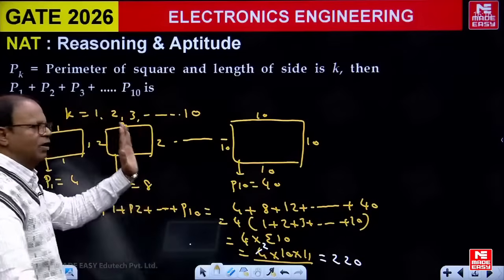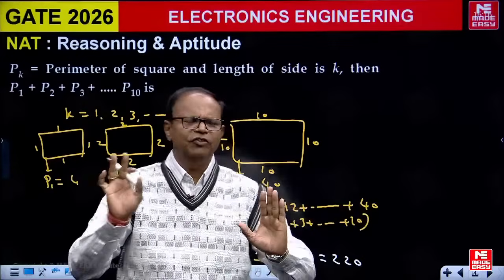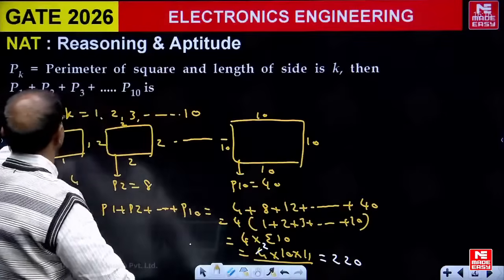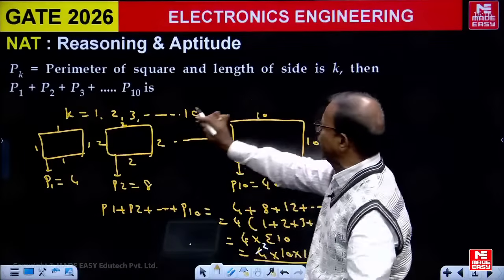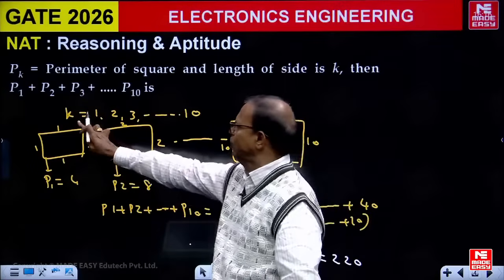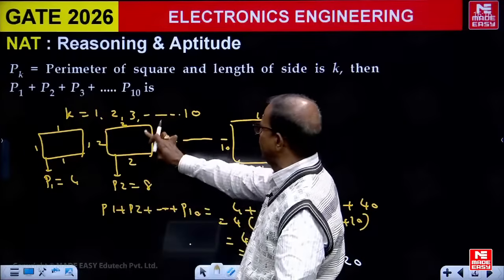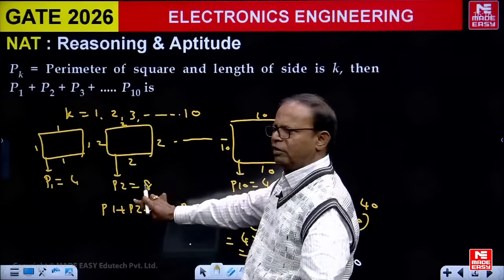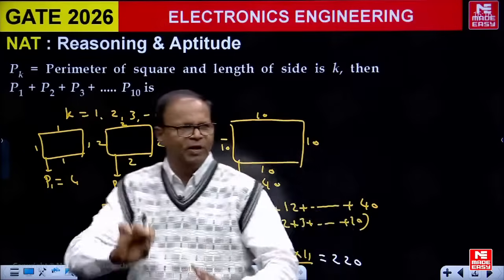So it is the perimeter of the square. What is the perimeter of a square? Sum of all the sides. Here they have given P1 plus P2 plus P3 and so on, where K is equal to the given length. Let us take K is equal to 1, 2, 3, up to 10. If we take K is equal to 1, the perimeter is 1 plus 1 plus 1 plus 1, that is 4. If K is equal to 2, perimeter is 2 plus 2 plus 2 plus 2, that is 8. Similarly, K is equal to 3, perimeter 12. K is equal to 10, perimeter 40.